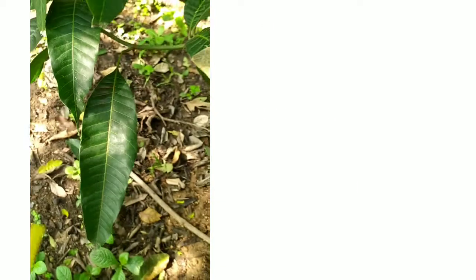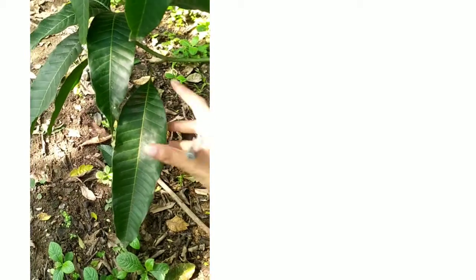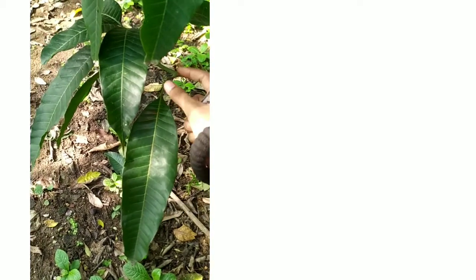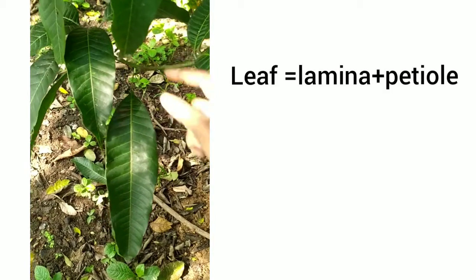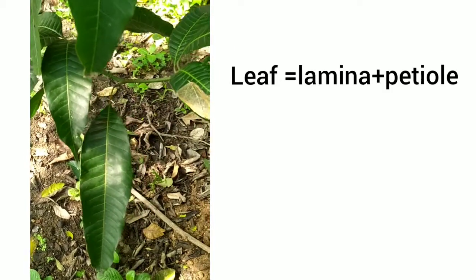So this entire portion is called a leaf. That is, this lamina portion and this petiole portion combined are referred to as a leaf. So petiole plus lamina is equal to leaf. Now let us see another leaf.